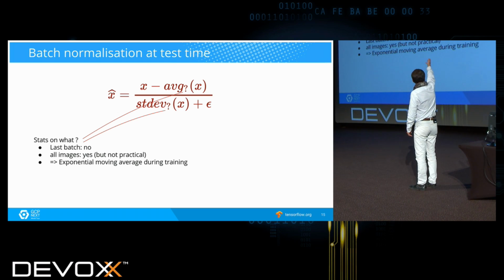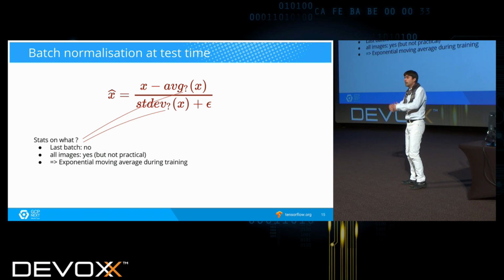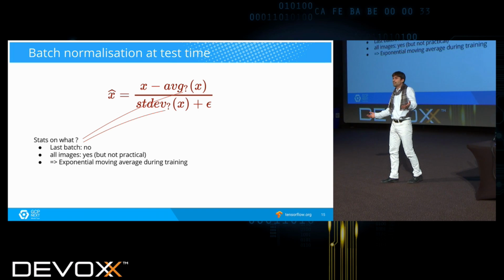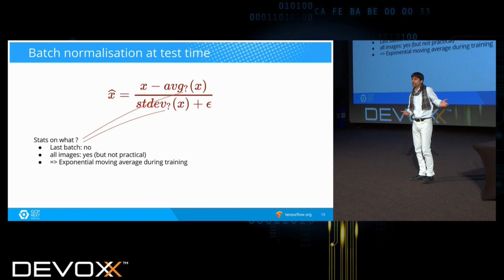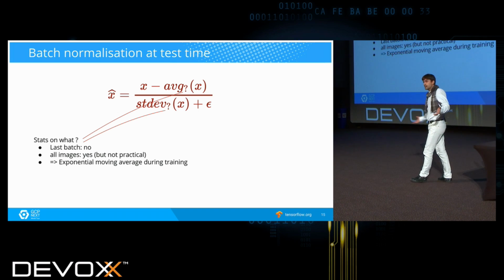Okay, and last thing, now at test time, when you're actually testing on real images. Batch normalization uses those statistics. What do you compute those statistics on at test time? Do you use the last batch? Why is that relevant for your test images? No, not really. Do you use all the images you have?